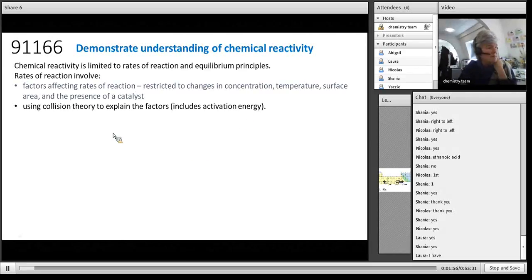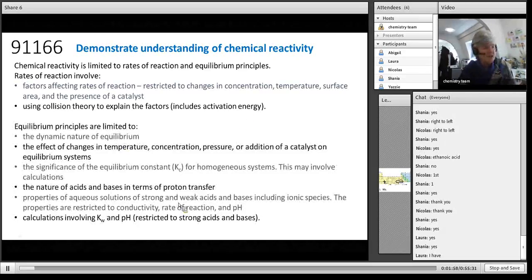Okay, equilibria, we're not going to deal with this now, but that's the next 2 booklets, and you can see it's 2 booklets because it's quite a bit more. But we'll do that in the next lesson.